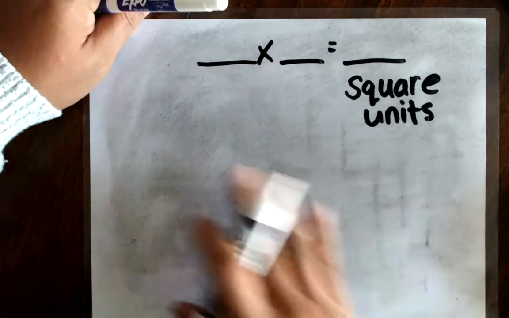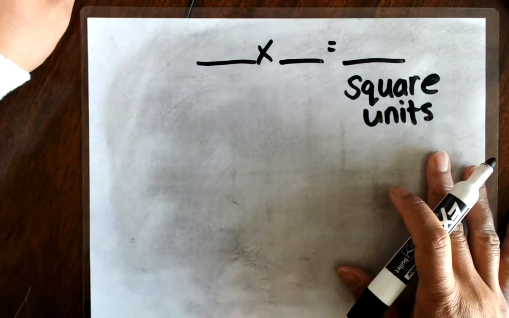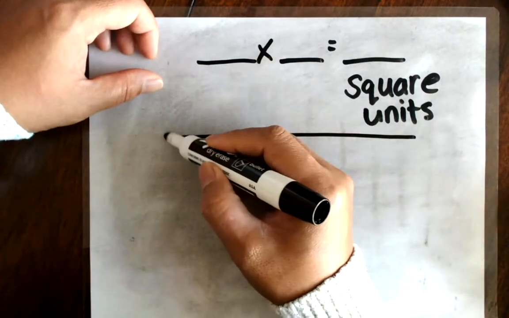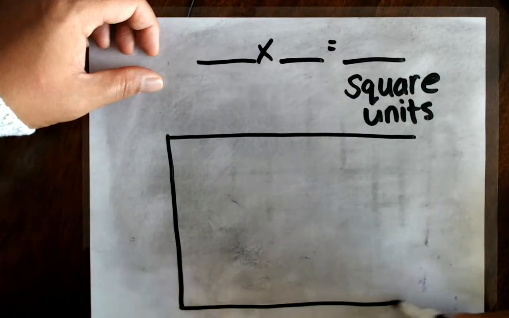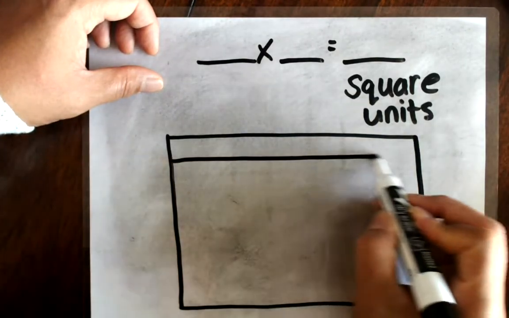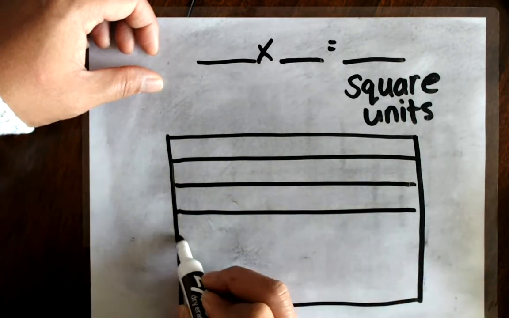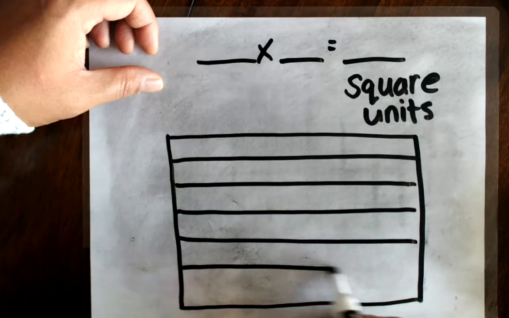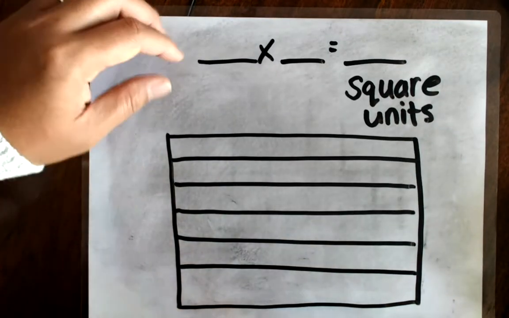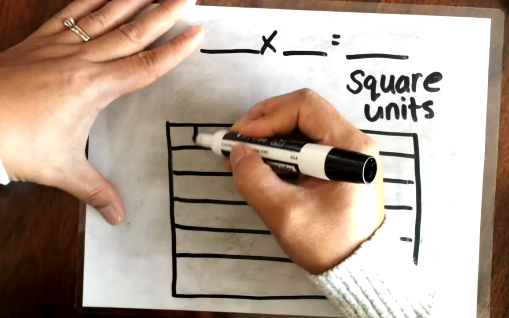I, however, am going to draw the area model and I'll give you a moment. You might want to pause the video. I'll give you a moment to solve it on your own. Let's see what you got as your answer. Okay, did you count how many rows there were? Good, because I'm going to do this part.